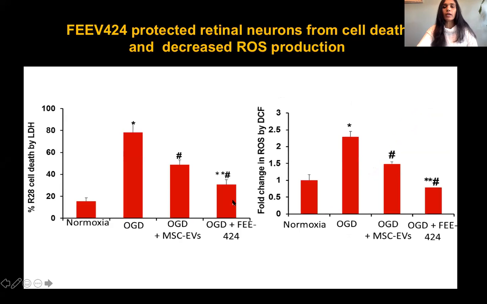Here you can see that when we use normal EVs in the OGD, definitely there is a significant protection, but the cell death was again significantly reduced when we used the engineered 424 EVs. So we also evaluated reactive oxygen species to understand how much it can reduce the oxidative stress in the cells. And to our surprise, the MIR 424 overexpressing EVs were much more potent than the normal EVs.